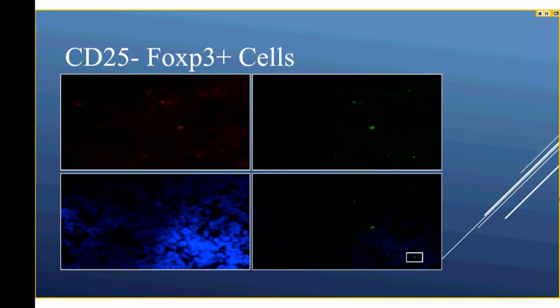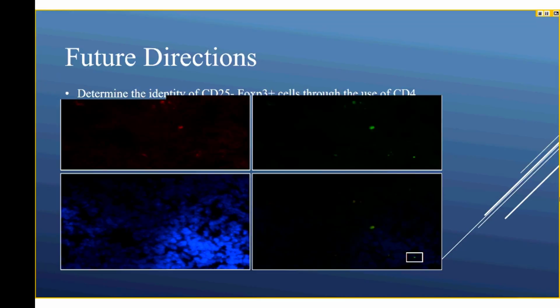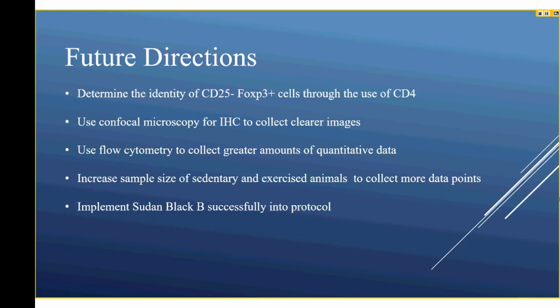And to continue on the future directions, we recommend using the confocal microscope, as it is more precise, and also using flow cytometry would allow the researchers to collect greater amounts of data. And increasing the sample size would also help with the variances, as well as creating a protocol for further markers.